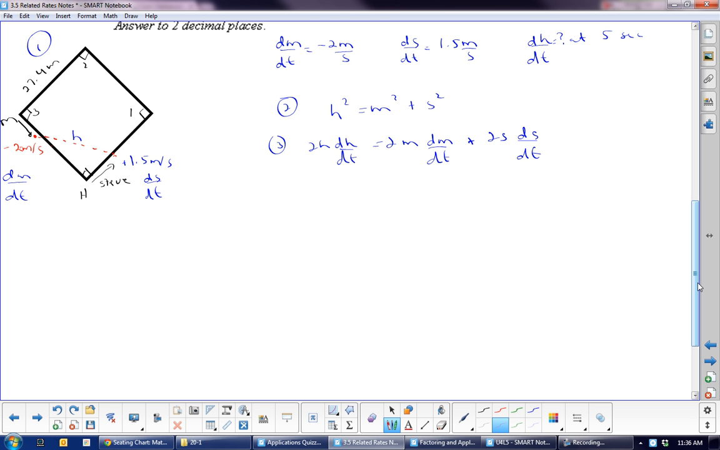Now this happens quite a few times when you use just the Pythagorean theorem, is you're going to get a bunch of 2's that you can just cross out. Everybody's got one? Cross it out. What are we trying to solve for? dh dt. So we have dh over dt equals m dm over dt plus s ds dt. And that's all going to be over h.